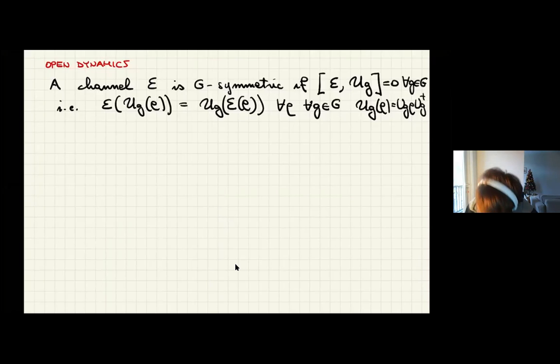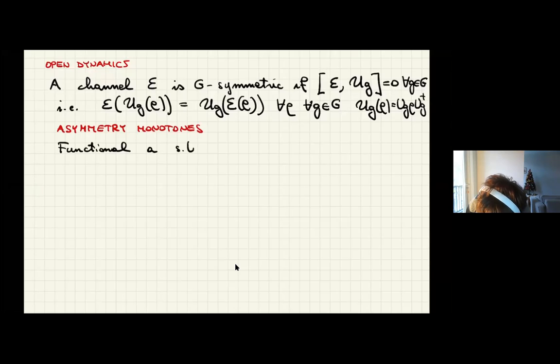And now, instead of conservation laws, we are going to have something which is asymmetry monotones. So we don't have quantities that are constant in time, but we have quantities that are always decreasing in time. Or better, quantities that decrease under any operation. So an asymmetry monotone is a functional A such that A of epsilon of rho is smaller or equal than A of rho for every rho and for every epsilon which is G-symmetric.